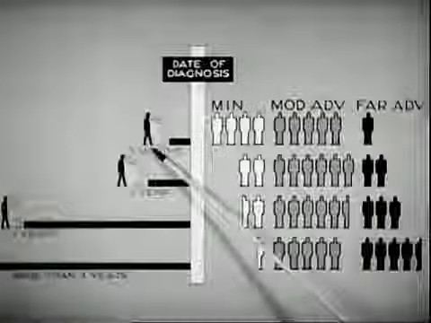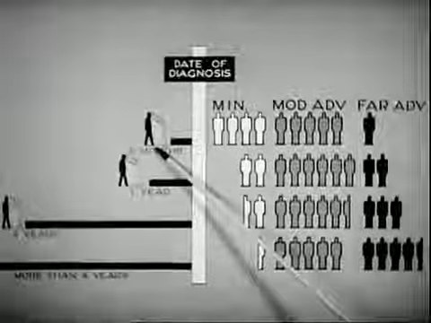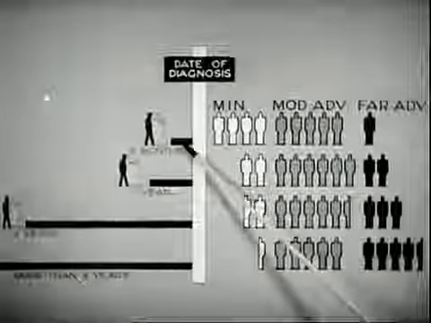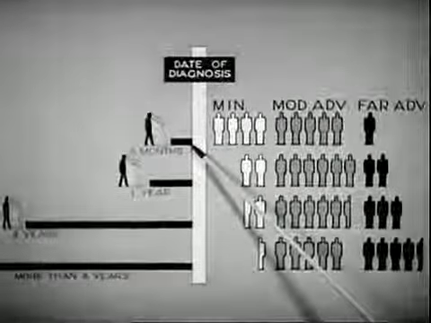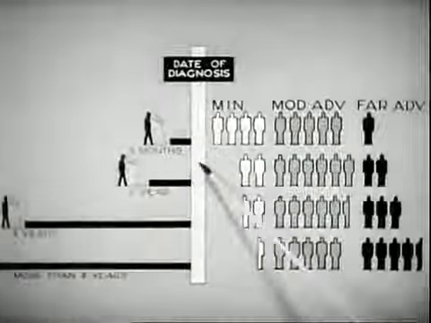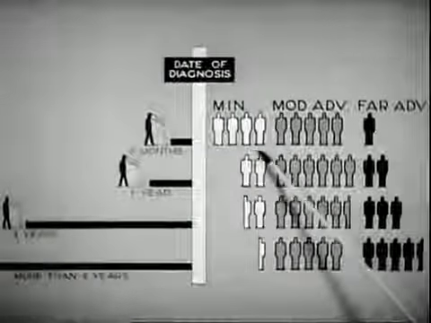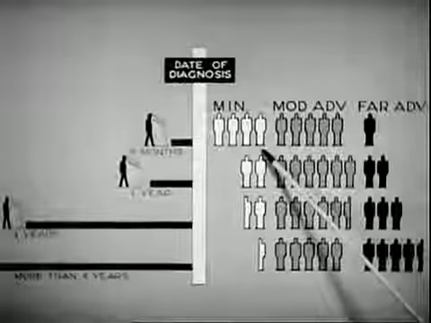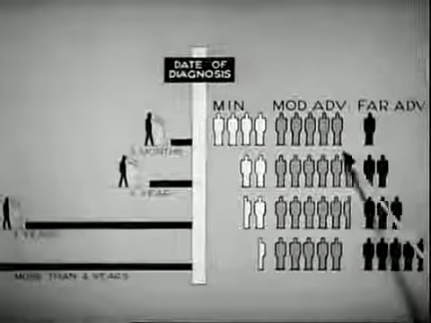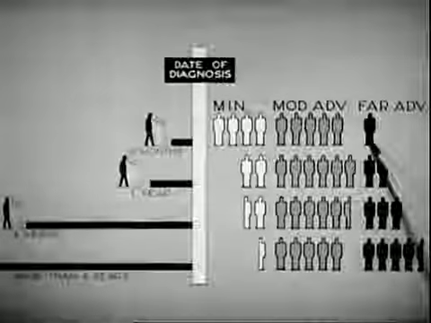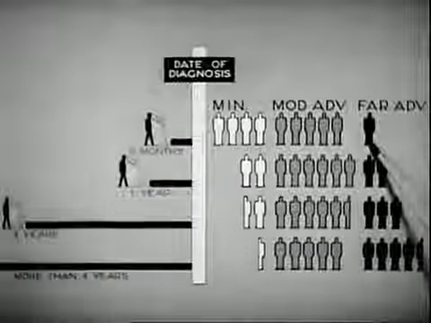Here are 10 persons in whom a diagnosis of tuberculosis was made. An average of 6 months elapsed from the time of the appearance of the first symptom to the date of diagnosis. When classified according to the stage of the disease, they fell into 3 groups. 40% were in the minimal stage, 50% in the moderately advanced, and 10% in the far advanced stage.